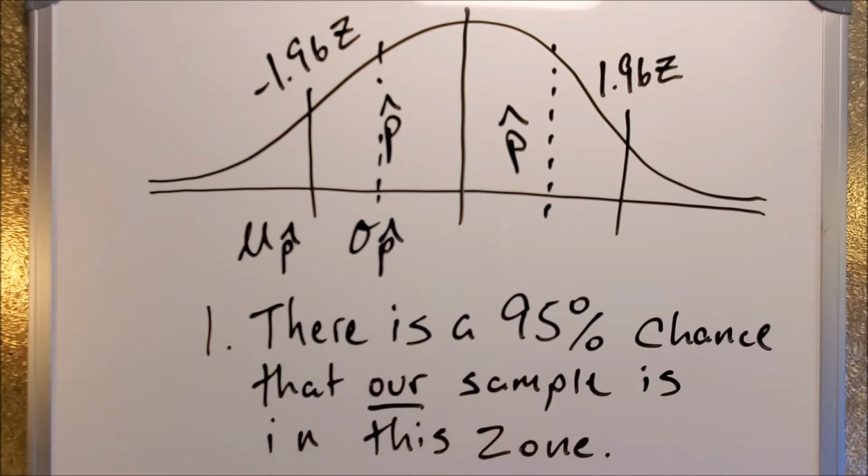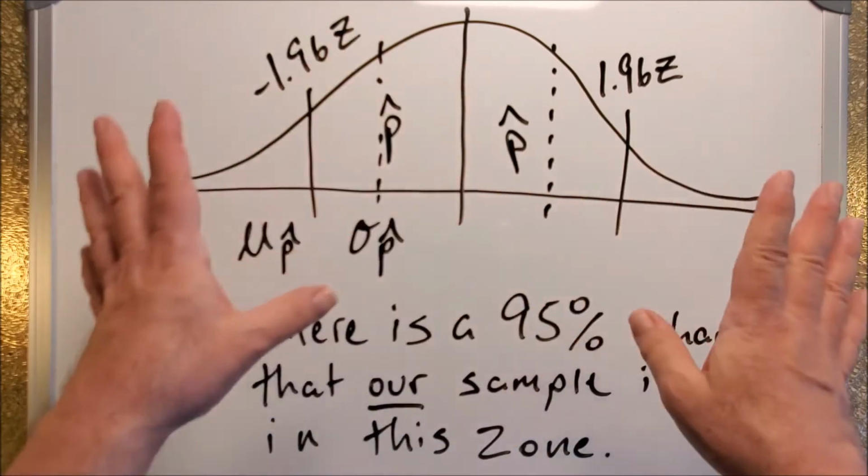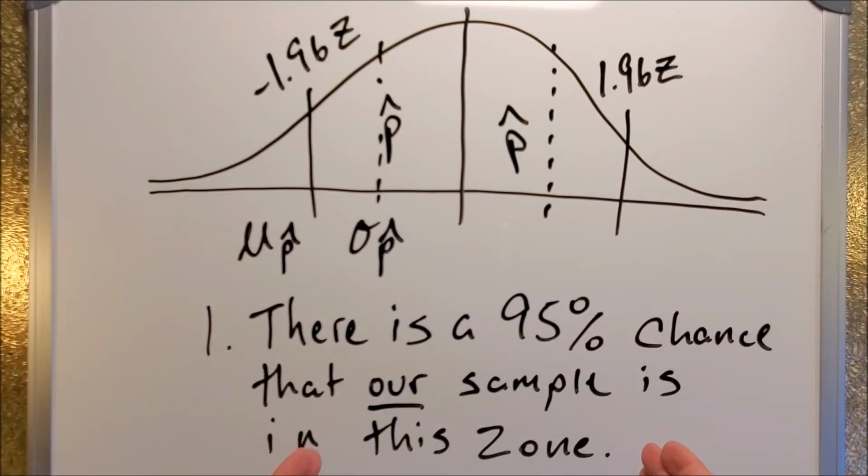So I'm going to stick to 95%, certainly to begin with, because I don't need to change a lot of things around while you're learning this. But we could be using any level of confidence. 90% is common too. Also 99%. And maybe we'll practice a little of that later. So out of all the samples, there's a 95% chance that ours was among those.